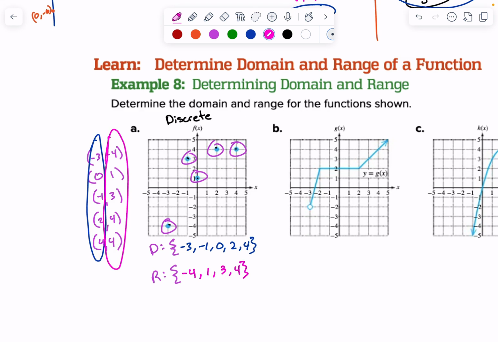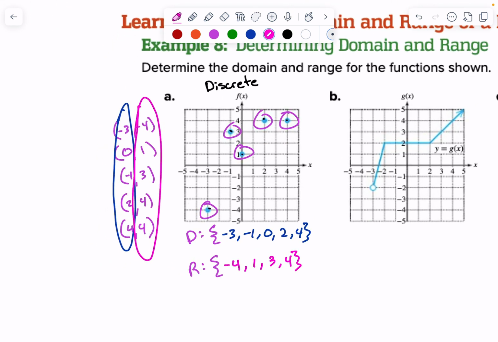They don't ask whether this is a function or not, but it is. Even though this 4 repeats twice, like these are on the same level, it will pass the vertical line test, right? It won't pass the horizontal line test, which is a different thing. We'll talk about that later on in the year. We do the horizontal line test for something, but the vertical line test it does pass. So that is a function, but that's the domain and range.